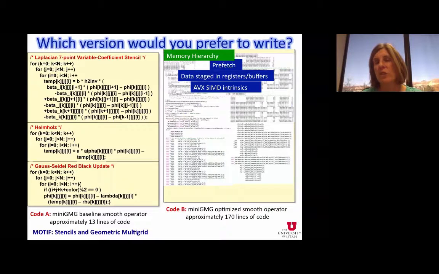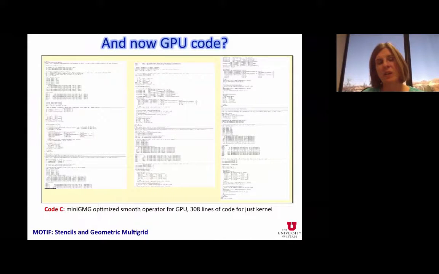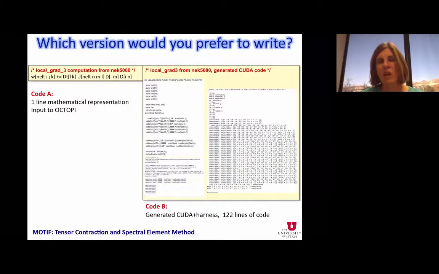There's a whole bunch of work to manage data movement, prefetching, staging data in registers and buffers, and also explicitly using the SIMD intrinsics for the Intel platform. And then there's a bunch of additional optimizations for parallelization, trading off computation for communication, and doing various other optimizations to both reduce the data movement and parallelize the computation. Okay, so here's another version of the same code. This is optimized for the GPU, and this is 300 lines of code, again, for that 13 that we started with. Okay, and we have other examples of this.